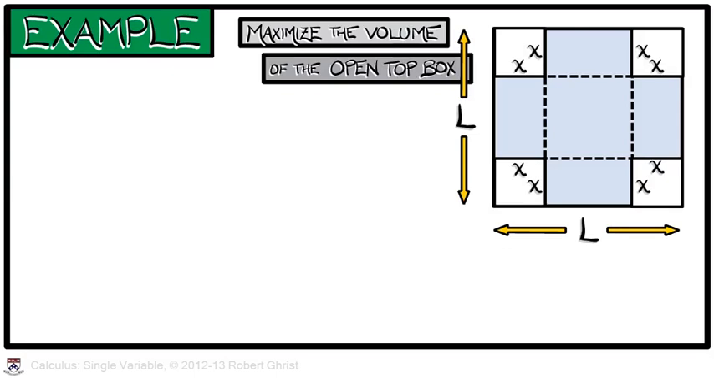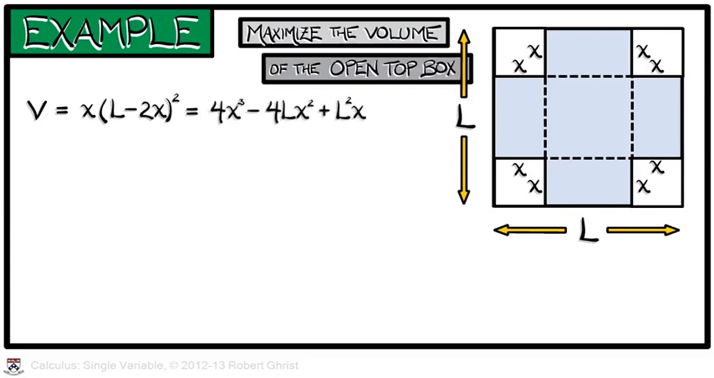In this case, x is the side length of the corners that we remove. Then, in this case, the volume is what? Well, when we fold it up, the height of the box is x, and the length of the base is the quantity L minus 2x. So the volume is x times (L minus 2x) quantity squared. Multiplying that out gives 4x cubed minus 4L x squared plus L squared times x.